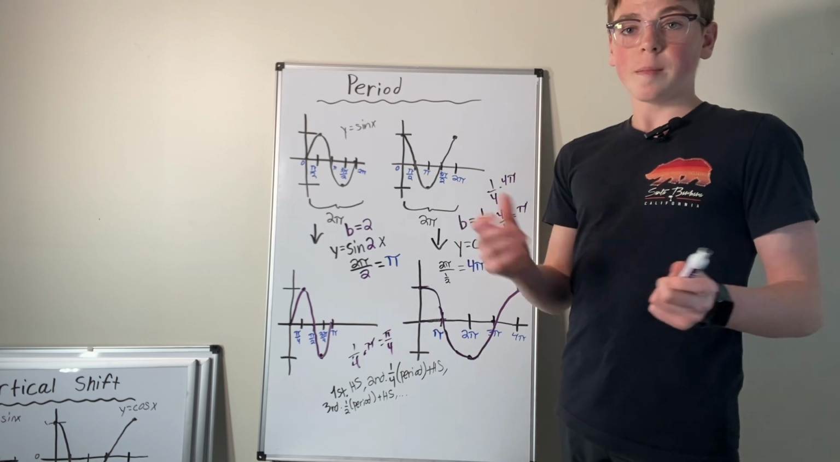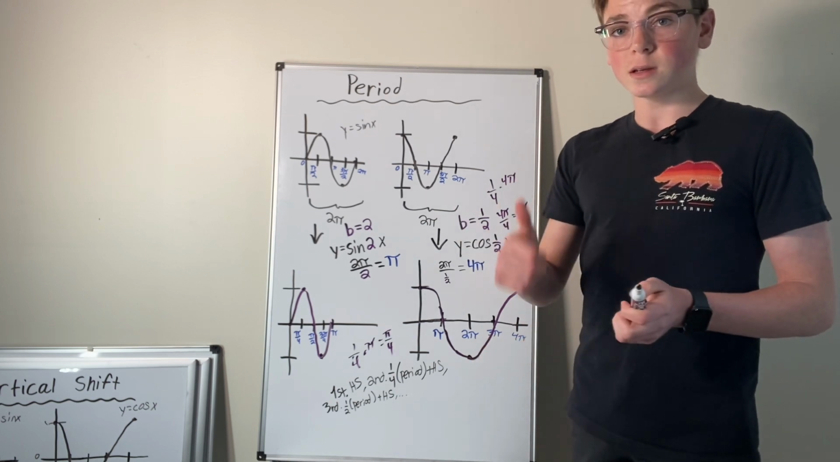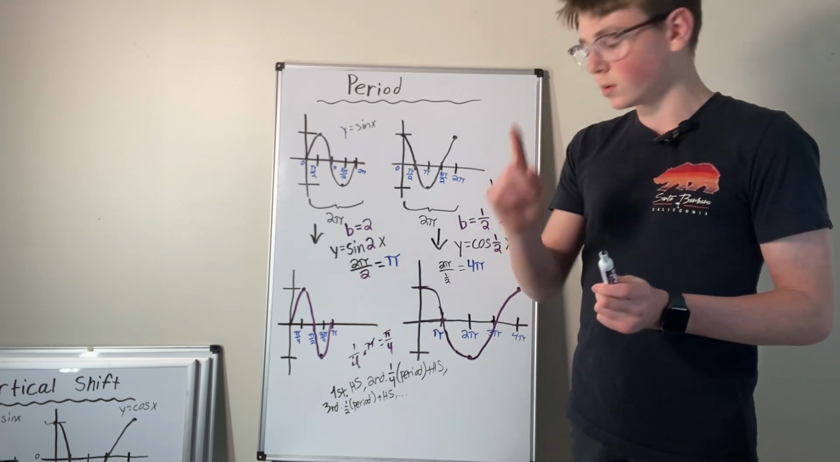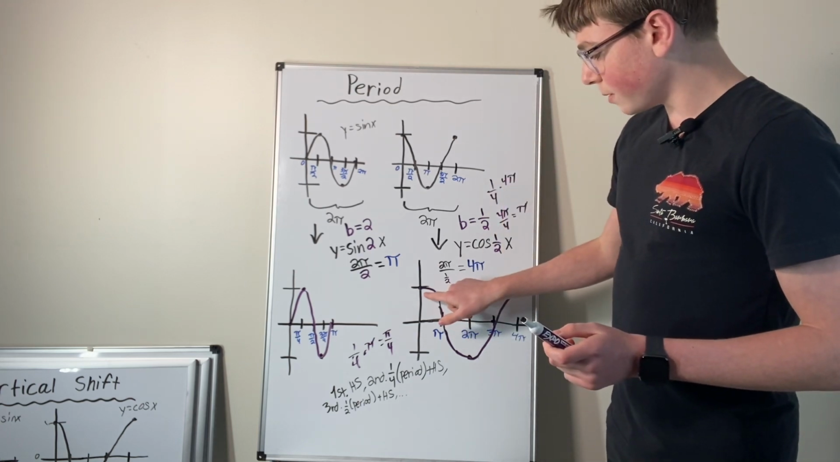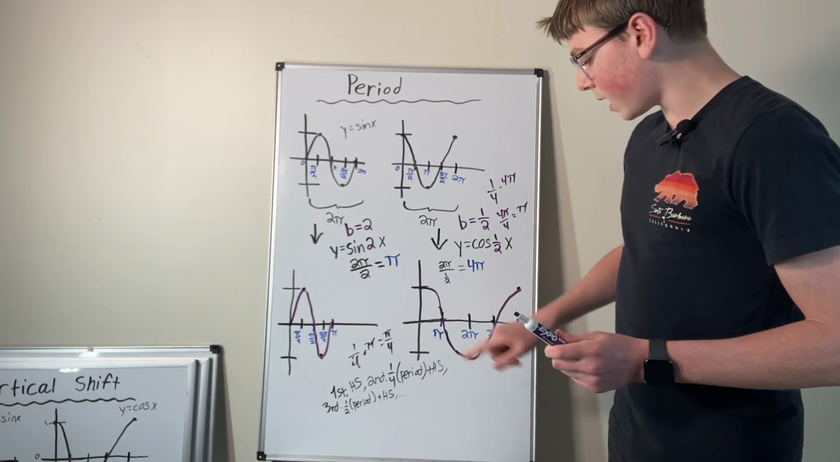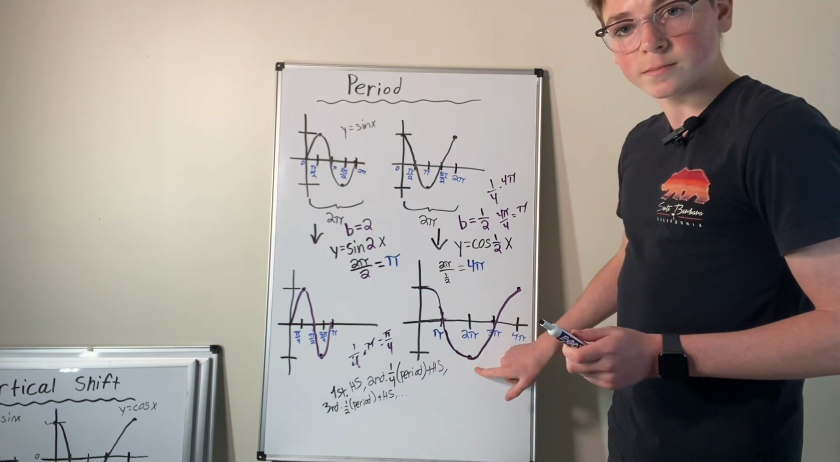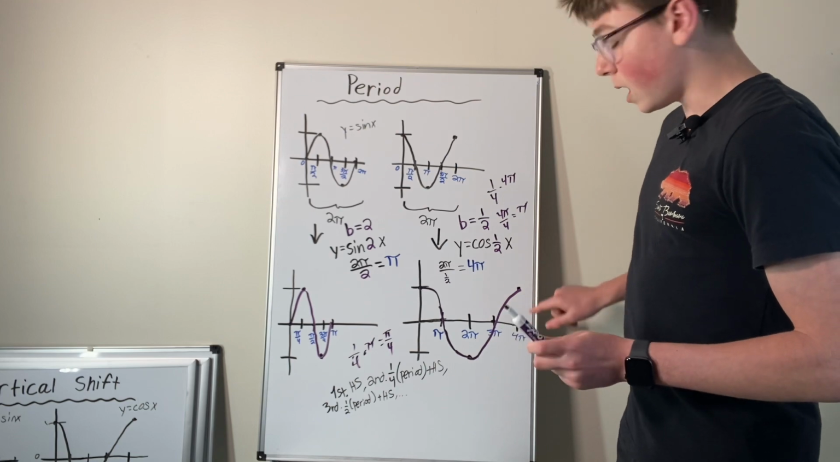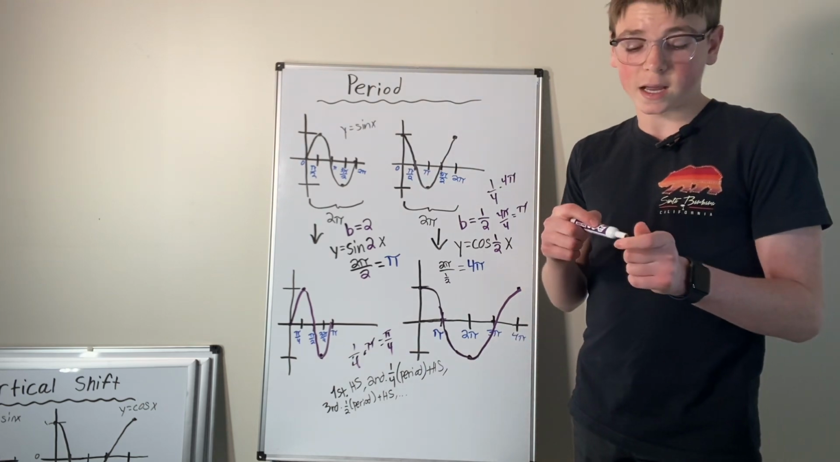And then just remember, with cosine, you always start at the top, from your midline to the amplitude. So you start at the top, the vertex, then you go to the midline, then down to the amplitude, then back to the midline, then up to the vertex again.